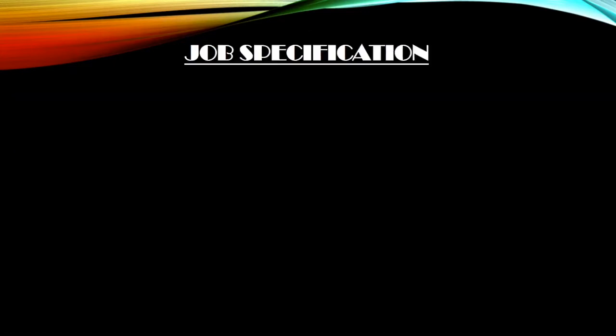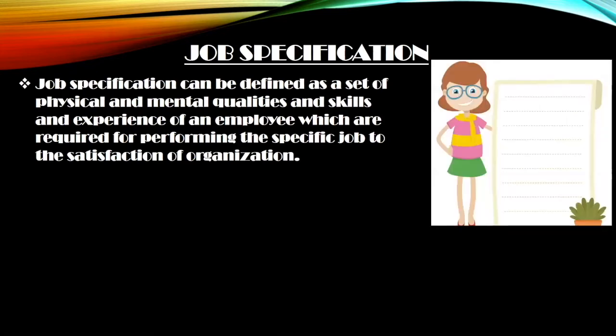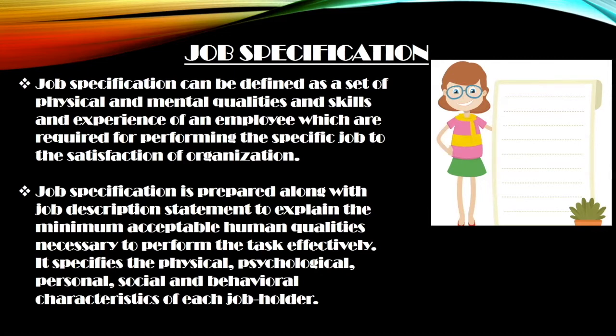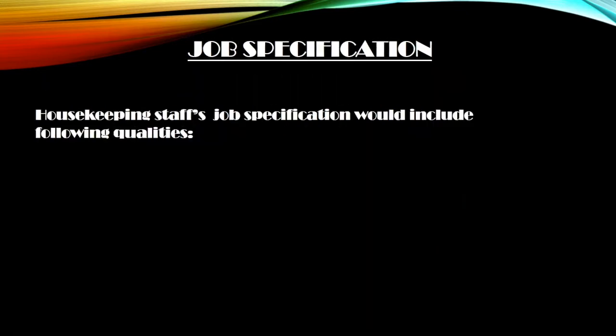Let's understand what is job specification. Job specification can be defined as a set of physical and mental qualities, various skills and experience of an employee which are required for performing a specific job to the satisfaction of the organization where you are working and of the individuals whom you are working for. Job specification is prepared along with the job description, as both of them are prepared simultaneously to explain the minimum acceptable human qualities, as in what the organization is looking for in an individual to hold a particular post, the qualities that will be necessary to perform the task effectively.